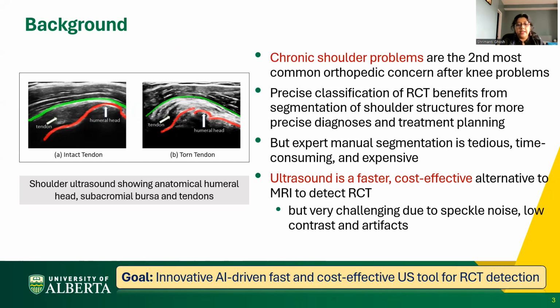That is why we think AI can help us in this case, and that is why our plan is to develop an innovative AI driven, fast, cost effective ultrasound tool for RCT detection. In these two images you can see one is an example of an intact tendon, and the other one is a torn tendon.